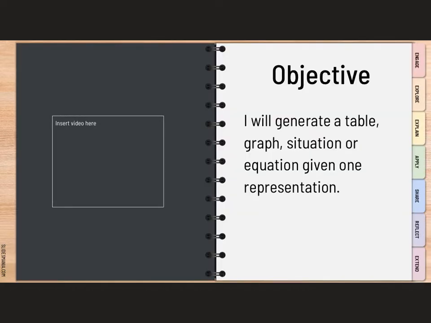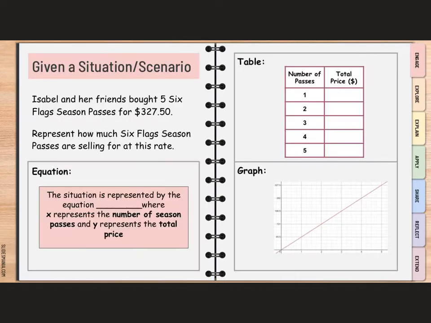Our objective for today is that we will generate a table. That means we will create a table or a graph, or we will write a situation or an equation given one representation. So if I give you a table, you have to give me the graph, the situation, and the equation. If I give you an equation, you're going to have to generate the rest, right? So let's go ahead and just look at what I'm talking about in this situation.